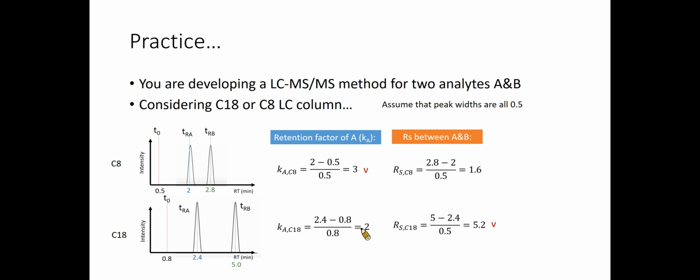If you'd like to achieve a better separation between analytes A and B, then you may choose the C18 column as your analytical column. If you'd like to have a greater retention factor of analyte A in order to reduce the potential matrix effect, then you may select the C8 column. Using retention factor and resolution value will help you choose the appropriate analytical column.